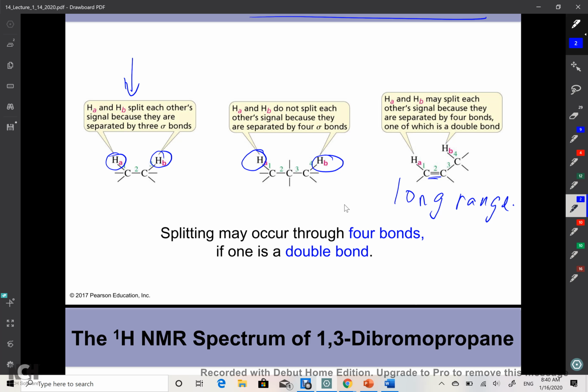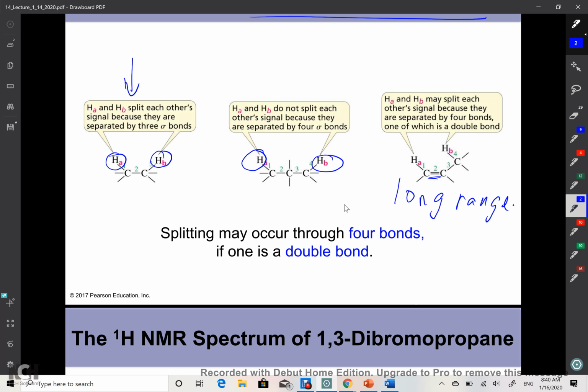If I see a signal that is a quartet, then that signal is neighboring 3 other hydrogen. And those 3 hydrogen, you can have 2 on one side and 1 on the other side. Or you can have all 3 on one side and 0 on the other side. Does that make sense? That's all I want you guys to take note. That's all I want from you.